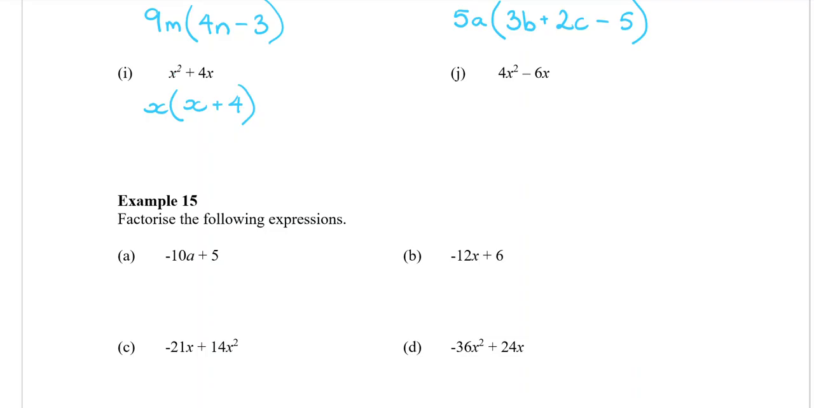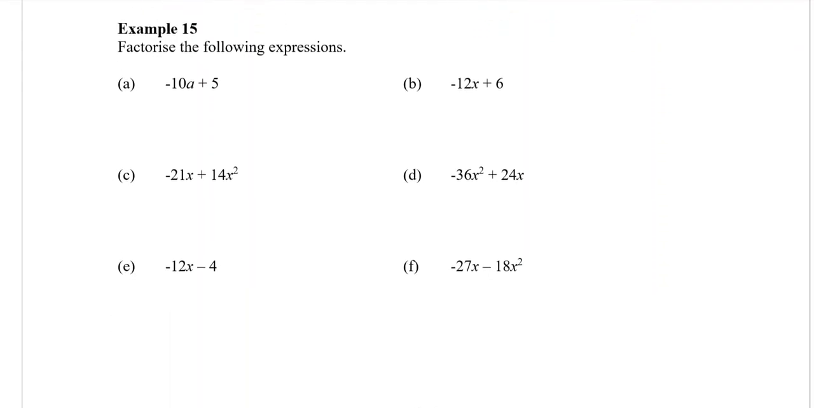Question J, 4x squared minus 6x. Looking at the 4 doesn't go into 6, so let's make it smaller. Let's go down to 2. We can bring a 2 out the front, and they both have an x in them, so we're going to bring an x out the front as well. 4 divided by 2 is 2. From the x squared, one of the x's is here, the other one would need to go inside. Then minus 6 divided by 2 is 3, and the x is at the front, so close the bracket.